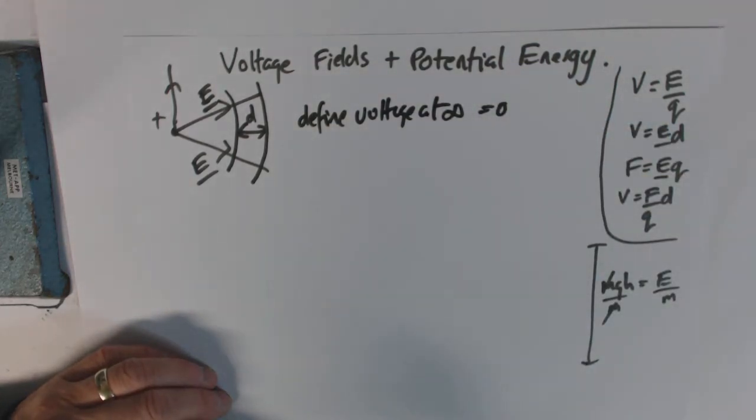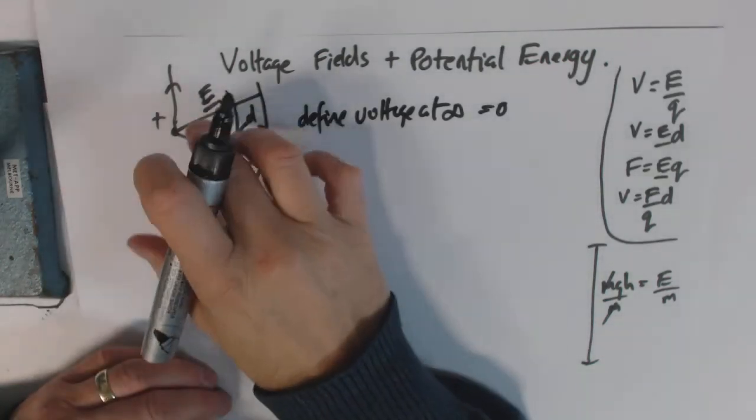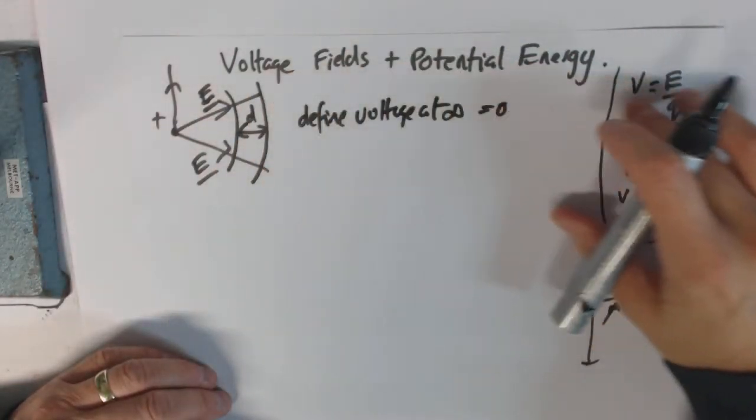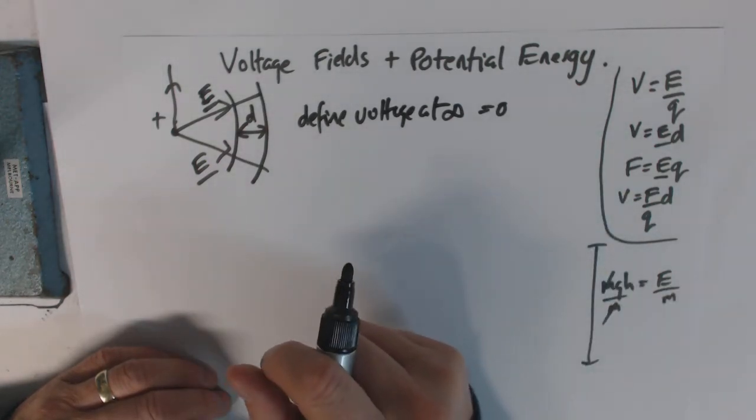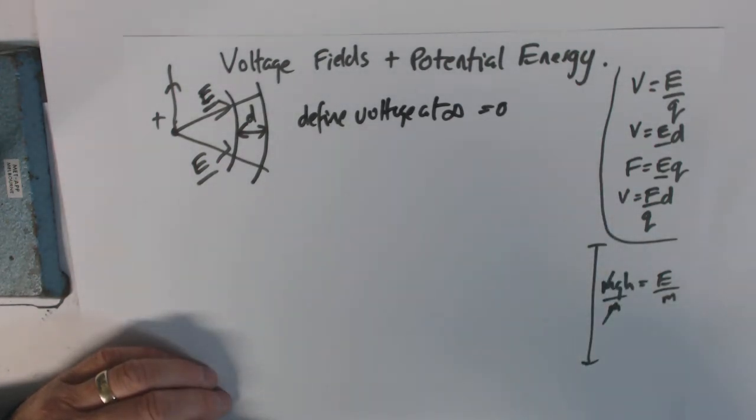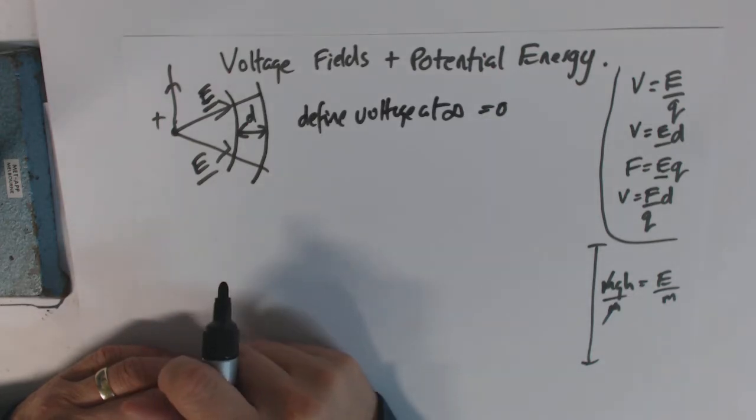Starts to make some sense. So if these are all positive voltages, then I'll be getting smaller, smaller, smaller all the way to infinity. And that is in fact what happens. Let's just do a little bit more on this and see where it takes us.